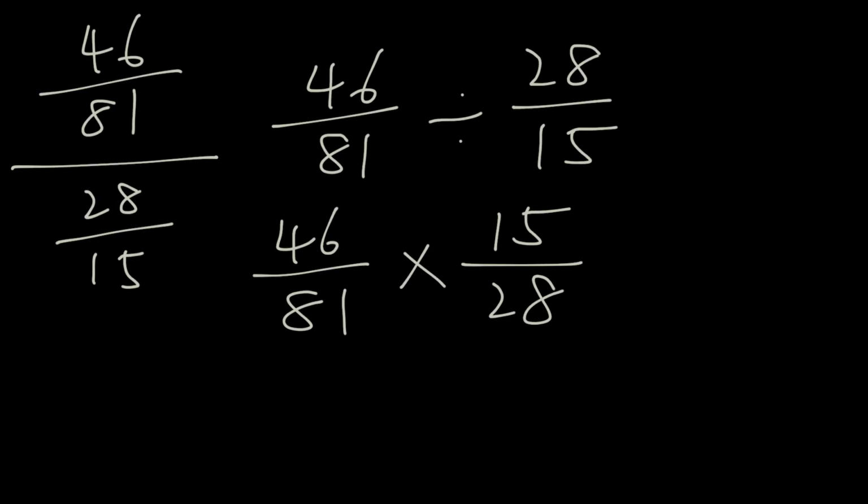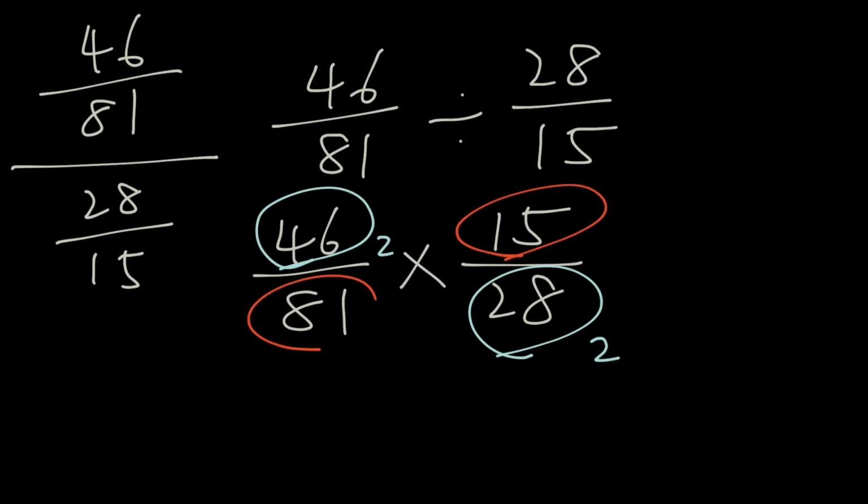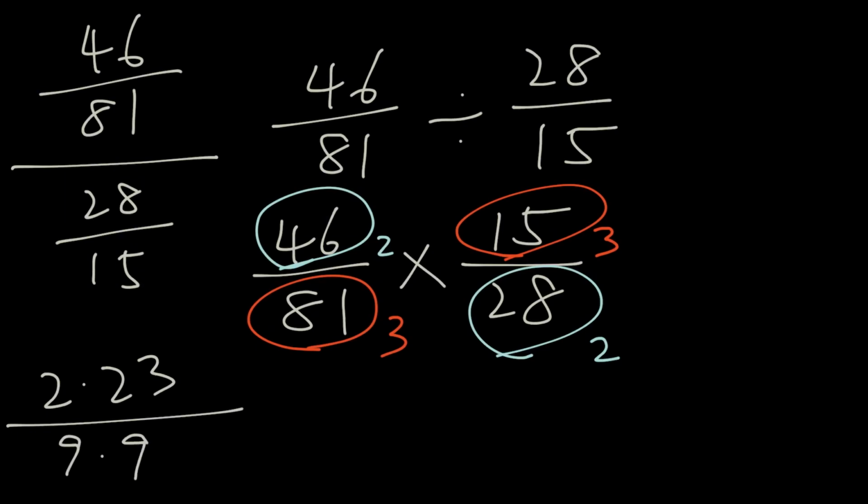Now we can try to simplify this before we multiply. We could see 46 and 28 both divisible by 2. The 15 and 81 are both divisible by 3. 46, we can get 2 times 23. 81, we know it's 9 times 9. 15, we know it's 3 times 5. And 28, 2 times 14.